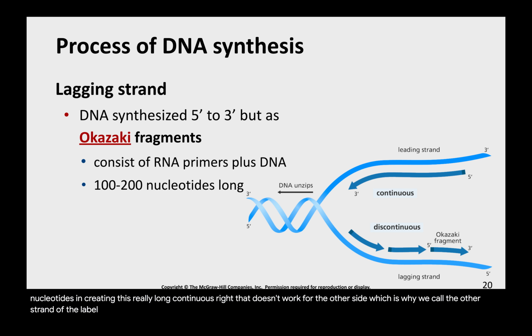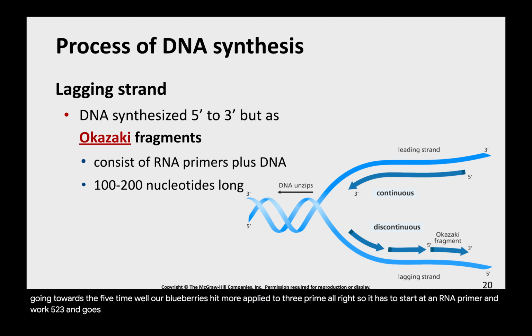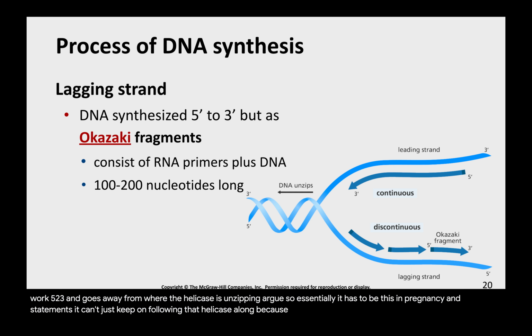But that doesn't work for the other side, which is why we call the other strand the lagging strand. So if we look at the template strand here, we see it's unzipping at the 3' end, and then going towards the 5' end. Well, our polymerase can only work 5' to 3'. So it has to start at an RNA primer and work 5' to 3', and it goes away from where the helicase is unzipping our DNA. So essentially it has to do this in fragments, in segments. It can't just keep on following that helicase along because it's the wrong direction.